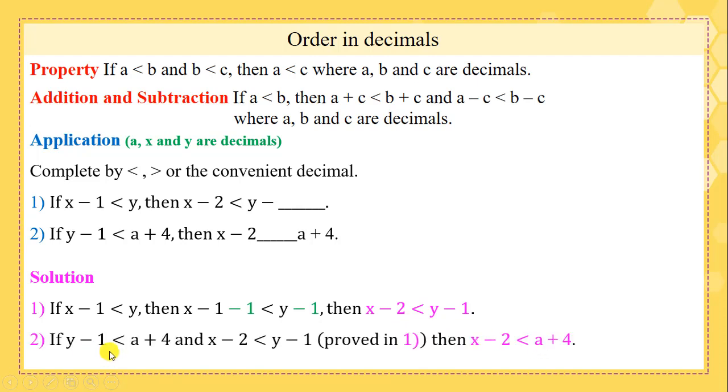Part 2. If y minus 1 less than a plus 4, we have to compare x minus 2 and a plus 4. But from part 1, we know that x minus 2 is less than y minus 1. And in the given, we have that y minus 1 less than a plus 4, then x minus 2 will be less than a plus 4.